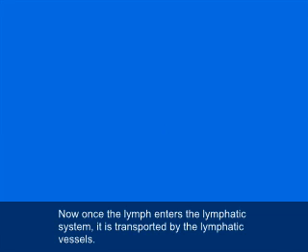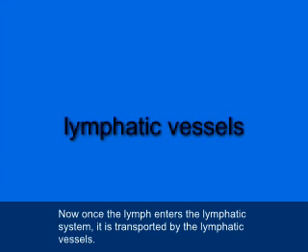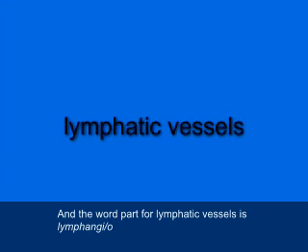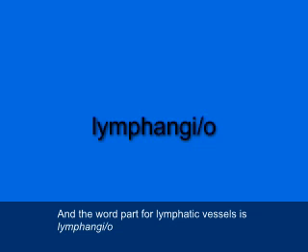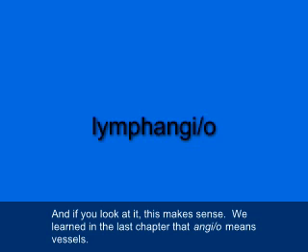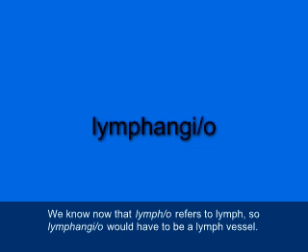Now, once the lymph enters the lymphatic system, it is transported by the lymphatic vessels. And the word part for lymphatic vessels is lymphangio, L-Y-M-P-H-A-N-G-I/O. And if you look at it, this makes sense because we learned in the last chapter that angio means vessels. We know now that lymph refers to lymph, so lymphangio would have to be a lymph vessel.